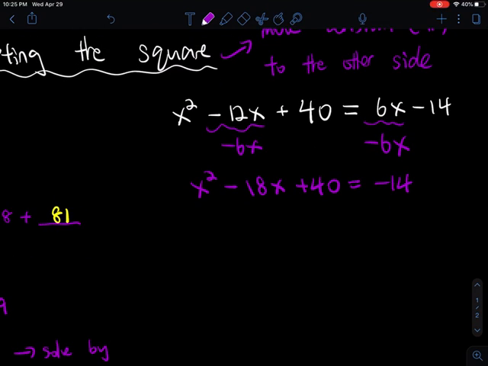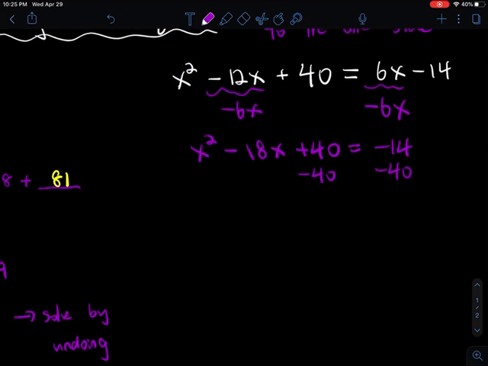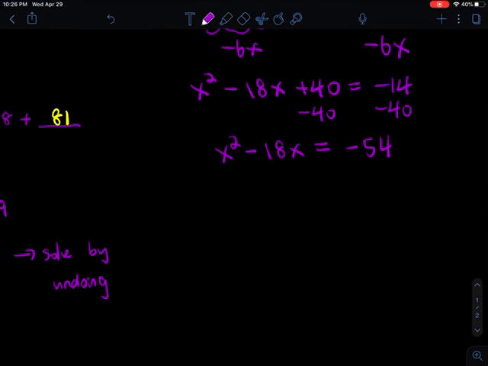And then the goal is to move the constant to the other side. So let's go ahead and subtract 40 on both sides. Okay, x squared minus 18x equals negative 54. Okay, again, the idea is to move the constant to the other side and then move the variables to one side. And now we're ready to complete the square.